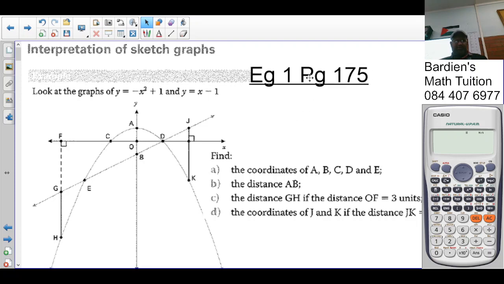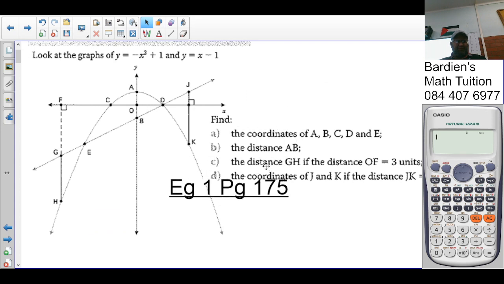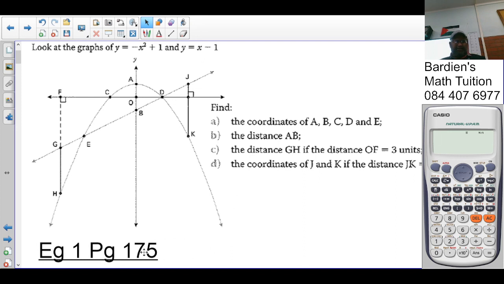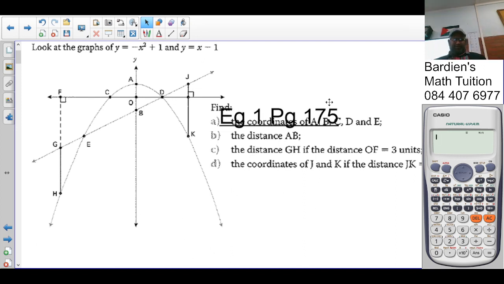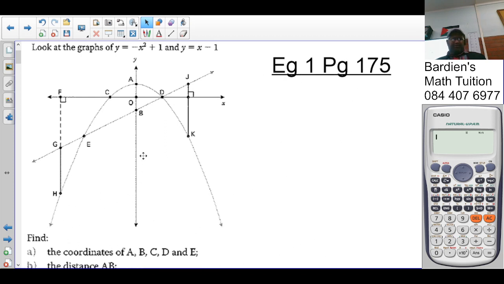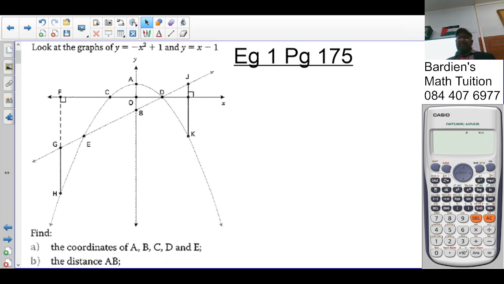Okay, so we're looking at the example on page 175, interpretation of graphs. We are told to look at the graph of y equals x minus x squared plus 1 and y equal to x minus 1. So the first graph is the hyperbola graph. Can you see that? The second one is your straight line graph. So the question says find the coordinates of A, B, C, D, and E. So it's quite a bit that you need to do.